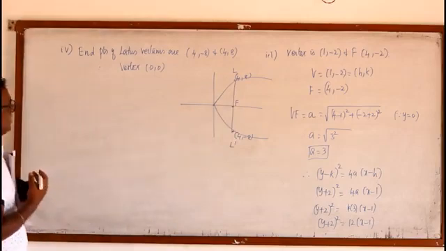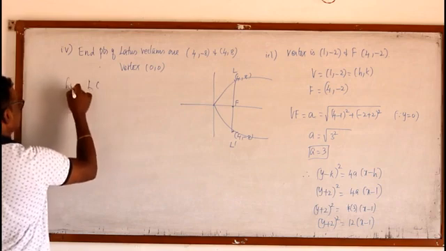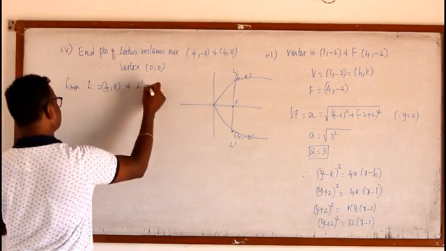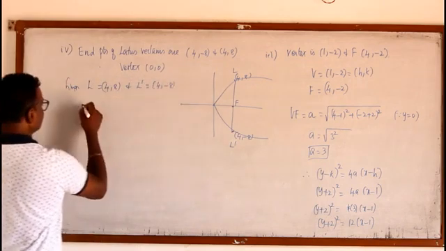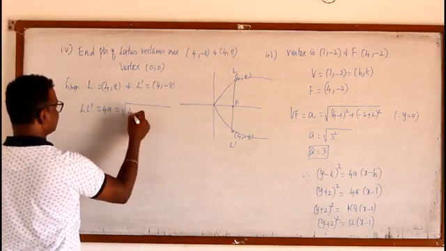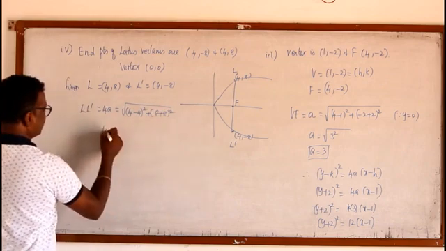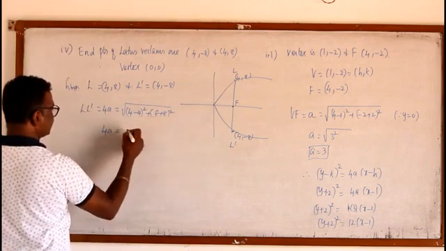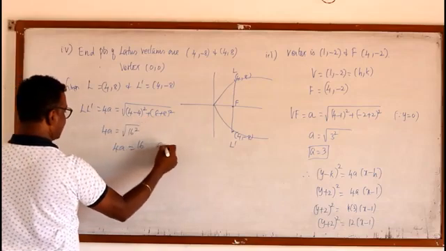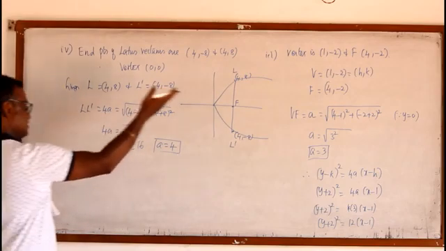So, LL' gives me 4a, isn't it? L is (4, 8) and L' is (4, -8). So LL' is 4a. That is given by the distance formula, isn't it? √((4 - 4)² + (8 + 8)²). 4a = √(0 + 16²). 4a = 16, so a = 16/4 = 4. So we found a. Now see, we got the answer for the curve.